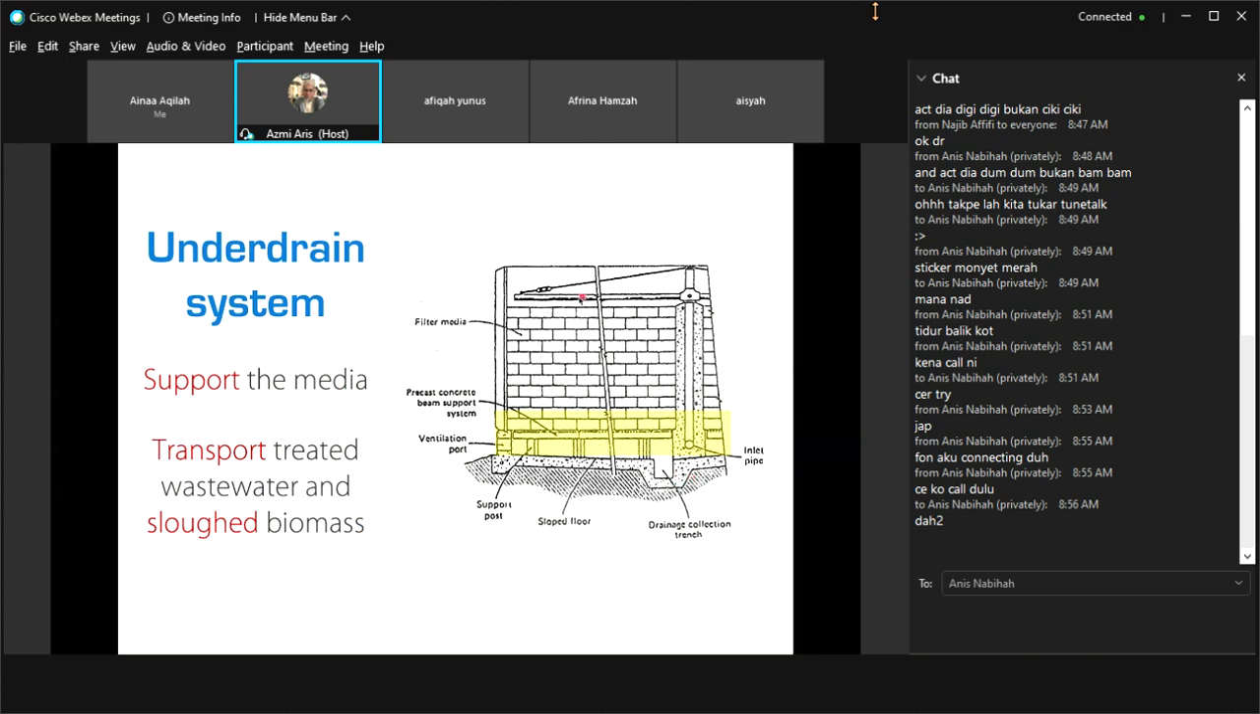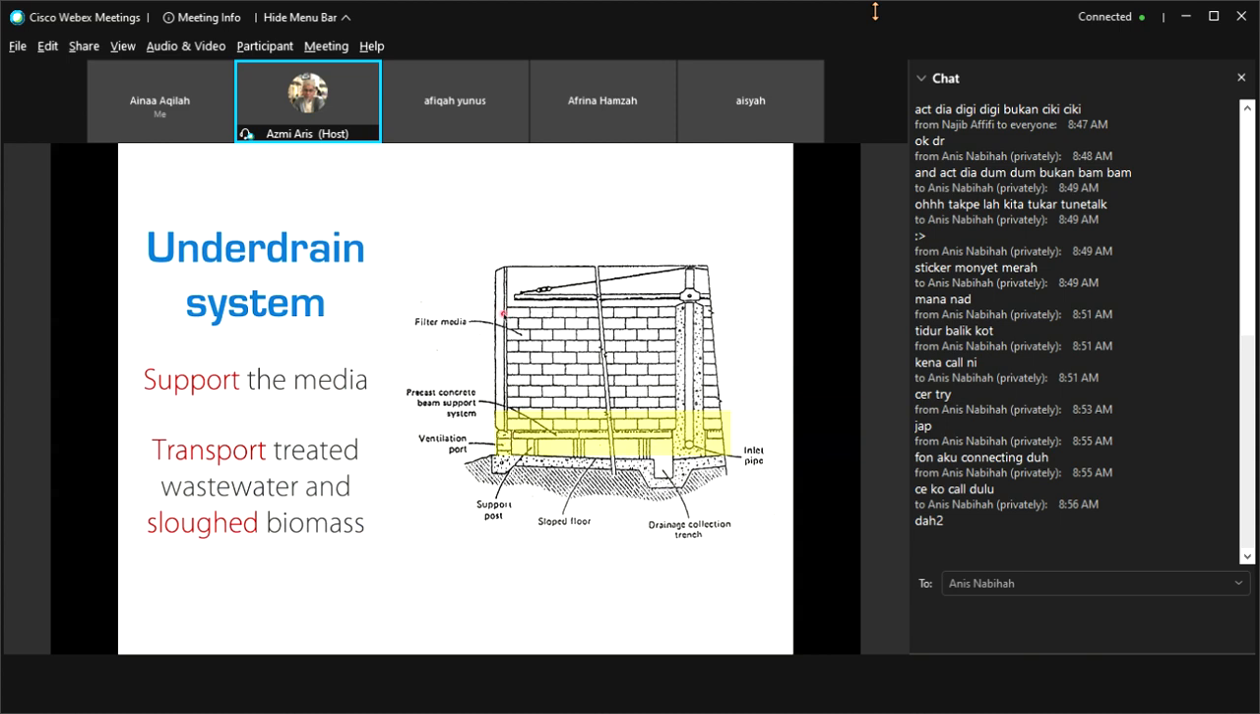Okay, and as I mentioned just now, the height of this media for trickling filter is only 2 meter. That is why, as shown in the video just now, the diameter of the trickling filter is 60 meter. So the trickling filter is very big in terms of space requirement because the media is only 2 meter height.